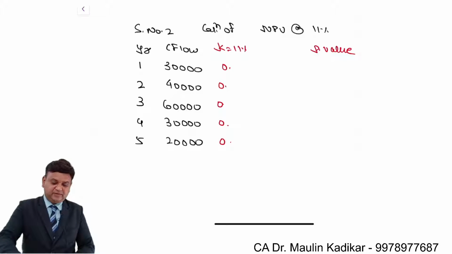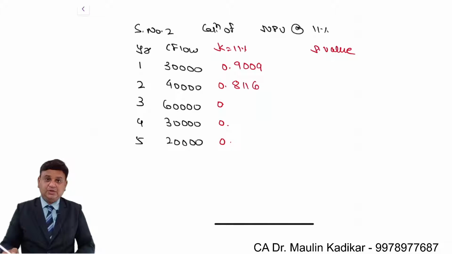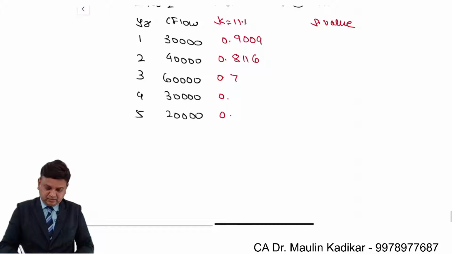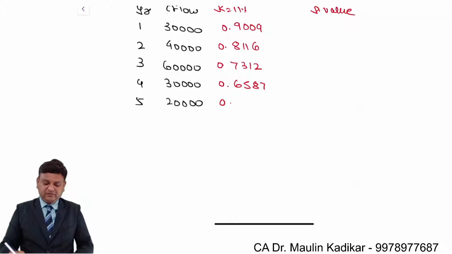And based on that, the present value. First year factor is 0.9009. Second year 0.8116. Third year 0.7312. Fourth year 0.6587. Last year 0.5935.